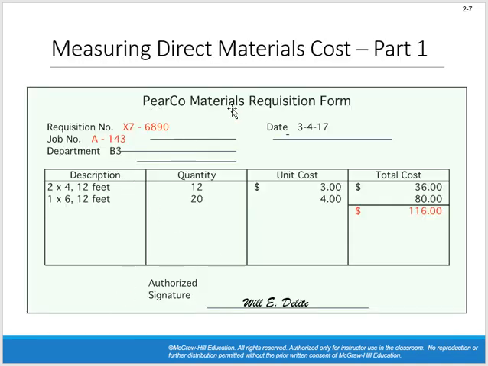So Perco has a materials requisition form, and they're requisitioning probably some amount of wood or lumber to build this crate. So they've specified exactly what they're using on this job. They've put the unit cost and the total cost, so $116 of materials.